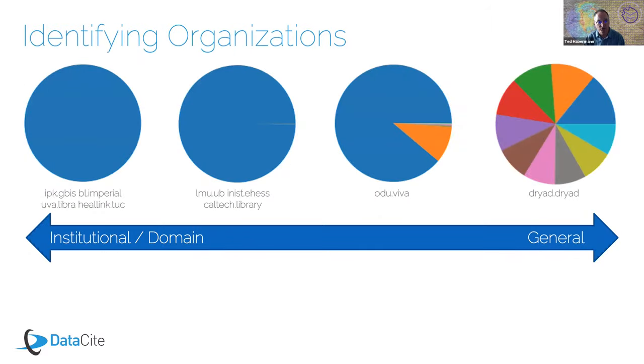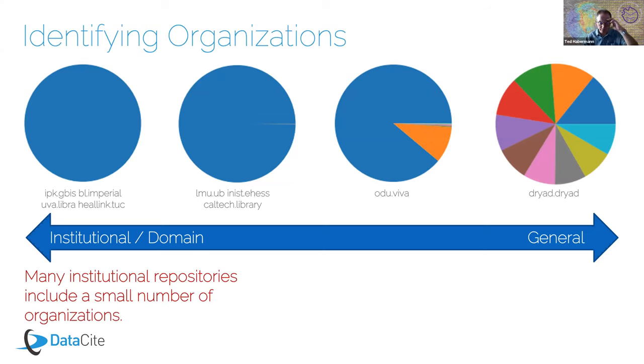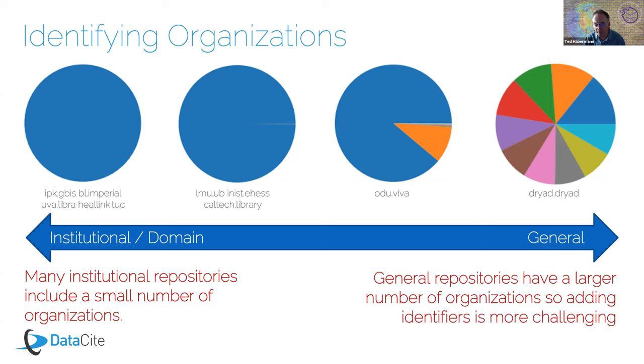So it turns out that there are a lot of institutional or domain repositories in DataCite, and several hundred of them actually include a very small number of organizations. General repositories like Dryad have a larger number of organizations, a larger number of contributors in many cases, and so finding affiliations and finding identifiers for those can be much more challenging.